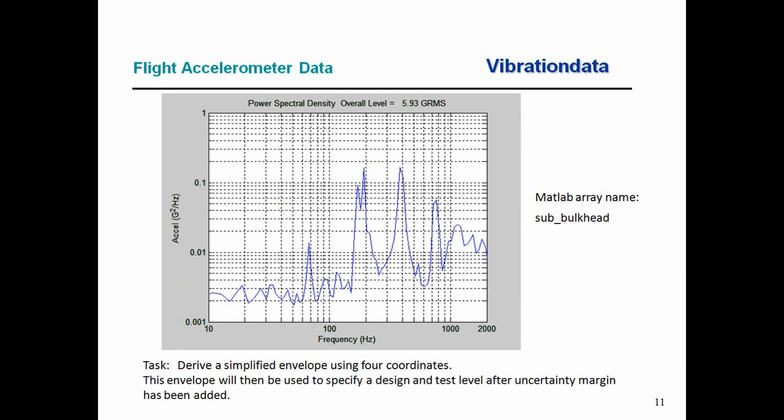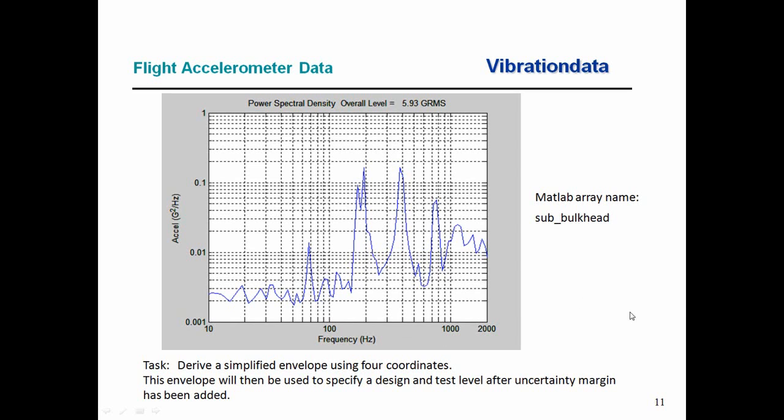Okay, so now we've got another task. We're going to find out that we can use our vibration response spectrum tool for something new, and this is going to be another powerful use of this method. This is a different flight accelerometer PSD, and it's from a bulkhead on a suborbital launch vehicle. So it's sub_bulkhead, and that's already preloaded in the MATLAB. We loaded that MATLAB at the start of the webinar. The power spectral density overall level is 5.93 GRMS. We've got G squared per hertz along the y-axis. The x-axis is frequency in hertz.